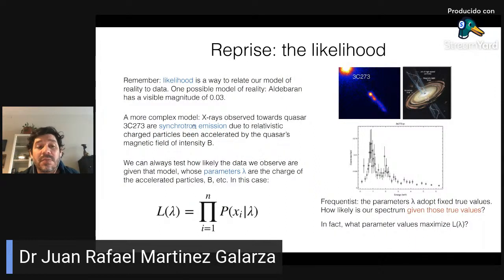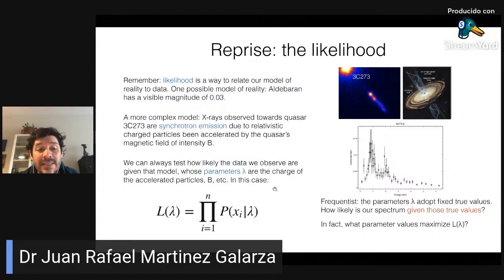But there are more complex models. For example, X-rays observed towards a particular quasar are mostly due to synchrotron emission in the presence of a magnetic field B. That's a model, right? And you take data to try to validate that model. So we can always test how likely the data that we observe are, given a model that has parameters lambda, how likely those data sets are.